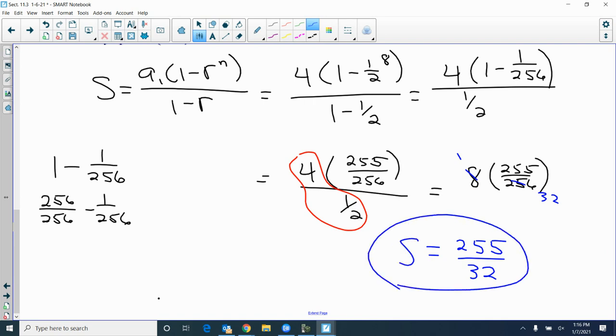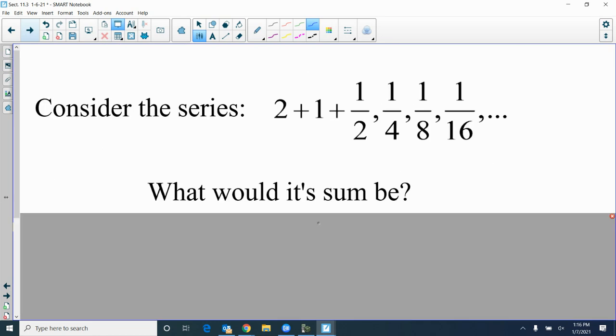And just double check whether that will simplify more. Will anything go into both of those? Really, 5 goes into the numerator, but 5 doesn't go into 32. So there's not a whole lot to check because of the numbers there. So that's your answer, 255 over 32. These can get a little bit nasty in terms of just the numbers.